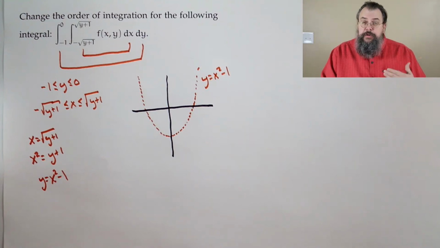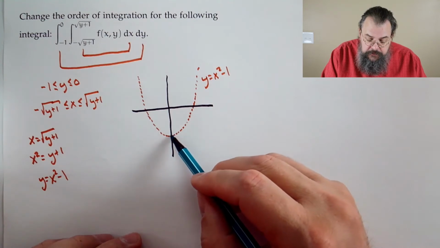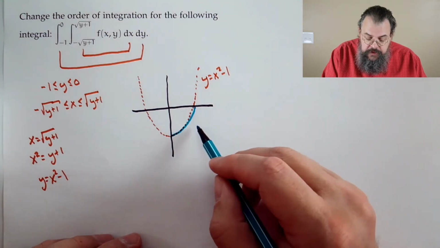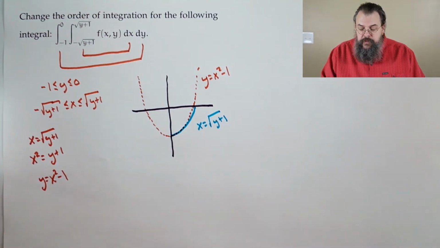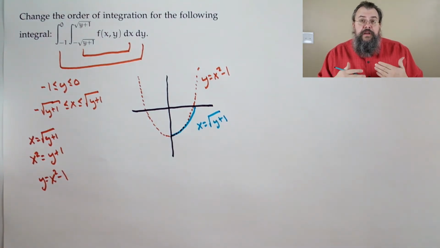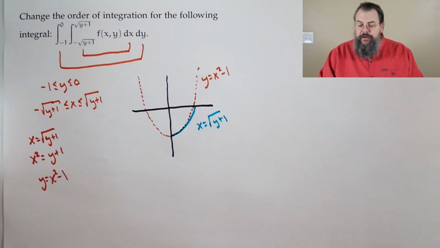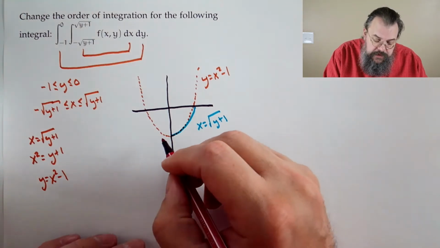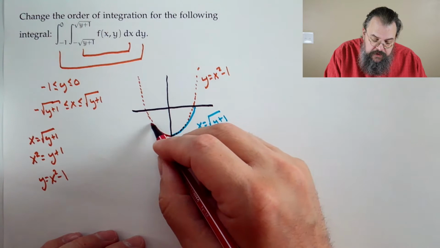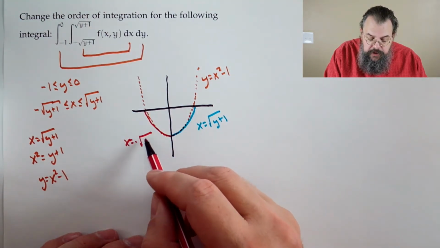Well, x equals positive square root of y plus 1, that will be on the right-hand side. So this is x equals positive square root of y plus 1. In some sense, you can see, oh yeah, because we're taking the positive square root, x should be a positive value. All right, that makes sense. On the other hand, the negative would correspond to the left-hand side. So this would be x equals minus square root of y plus 1.